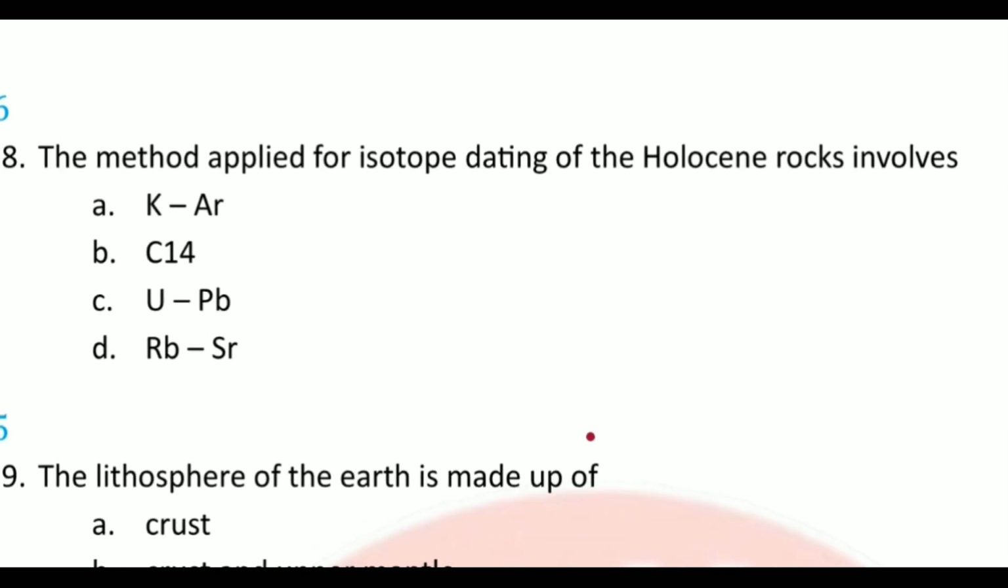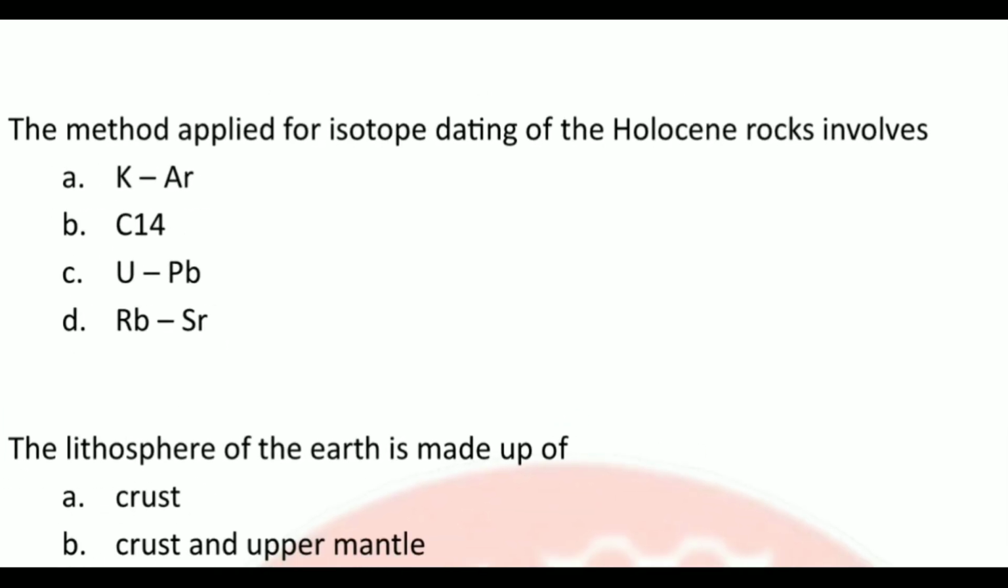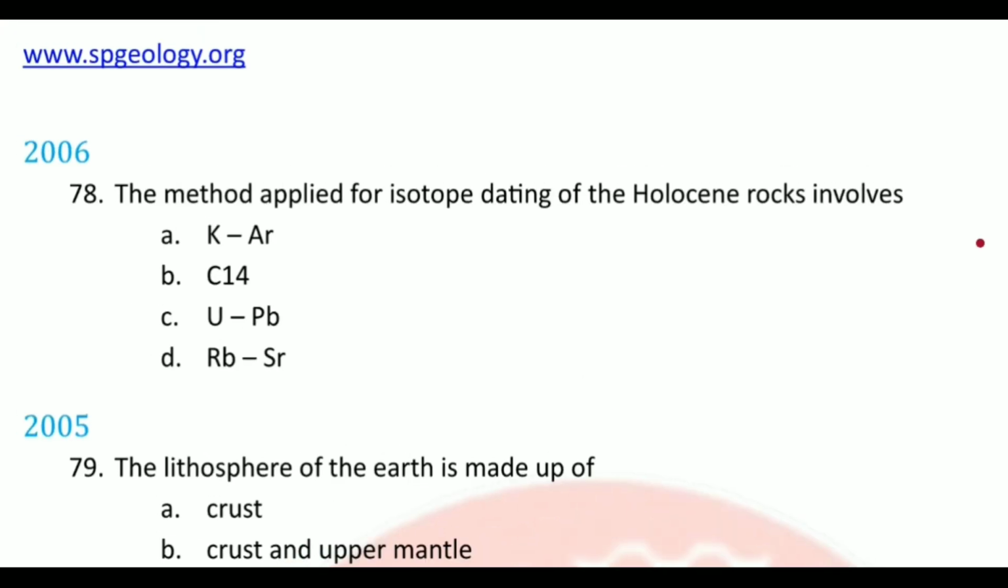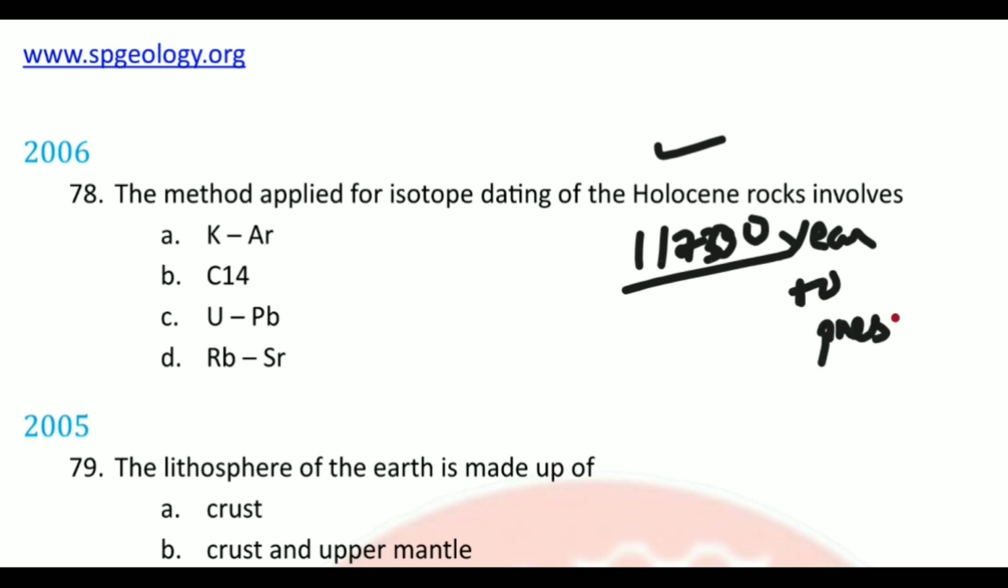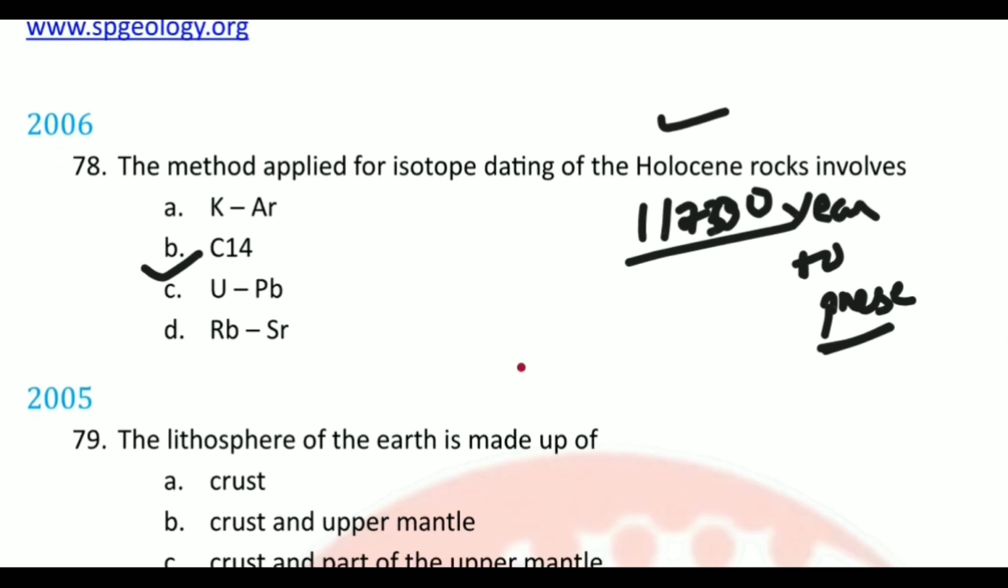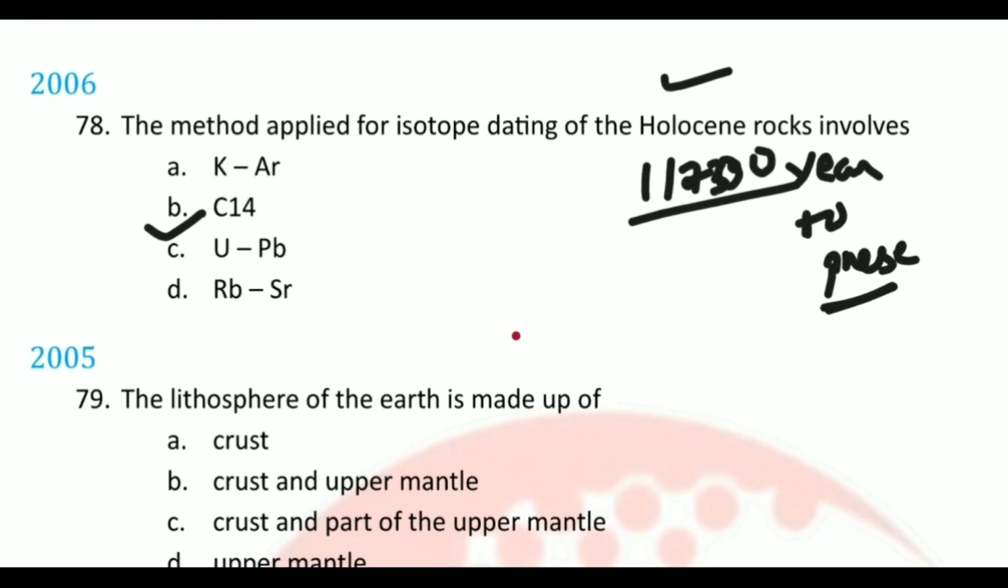The method applied for isotope dating of Holocene rock: the Holocene is a very recent epoch, starting from about 11,700 years ago to the present. So for recent dating, we use carbon-14, which has a low half-life of 5730 years.